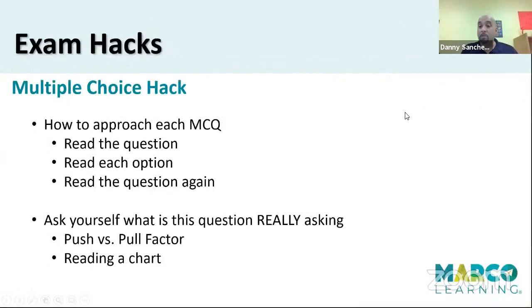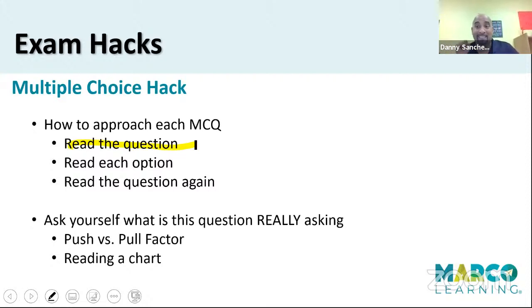All right. First, though, exam hacks as promised. First off, multiple choice hack, kind of a strategy thing more than anything else, but how to approach each multiple choice question, how you should look at each one. The first thing I want to drop on you is the idea that you need to read the question. And that might seem like, well, of course I'm going to read the question.